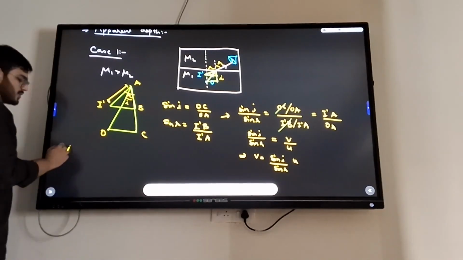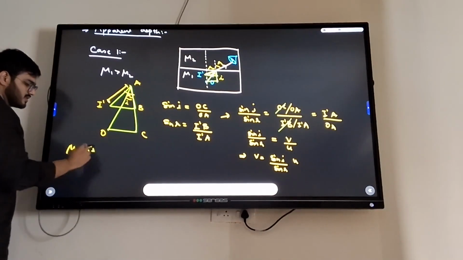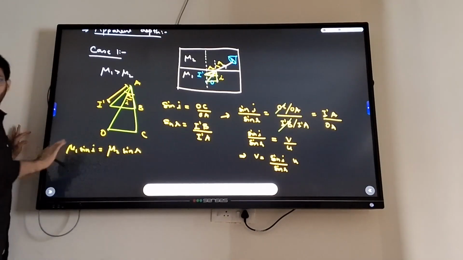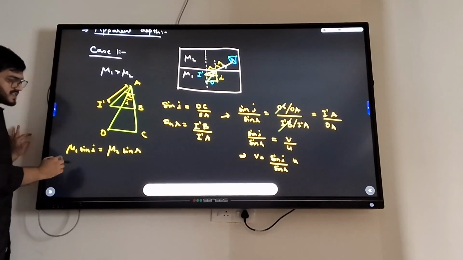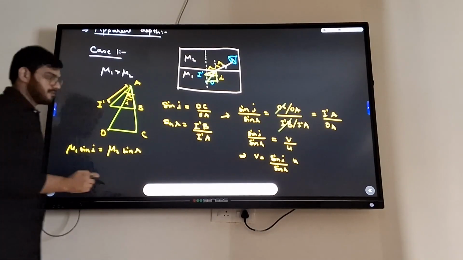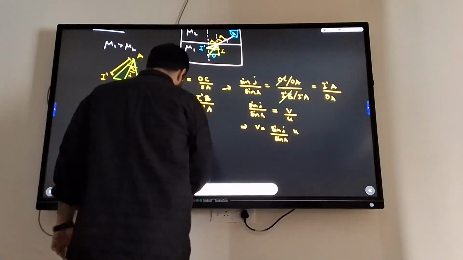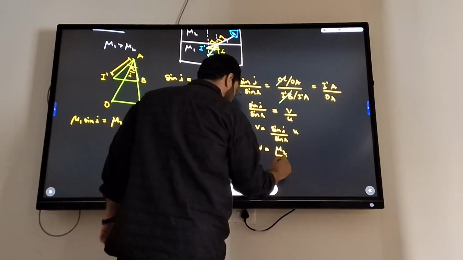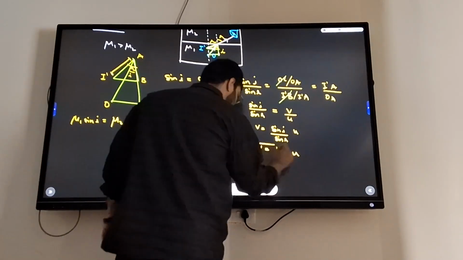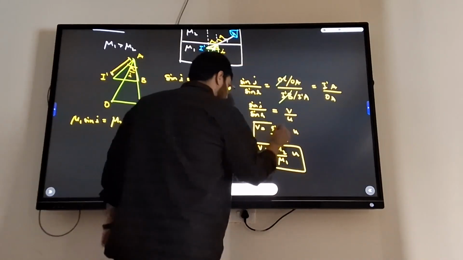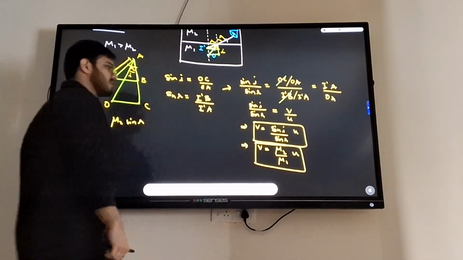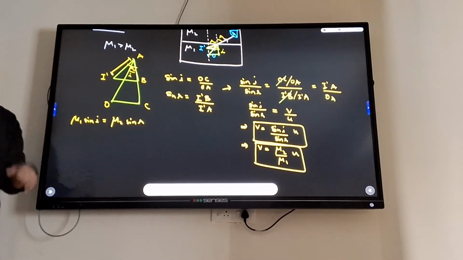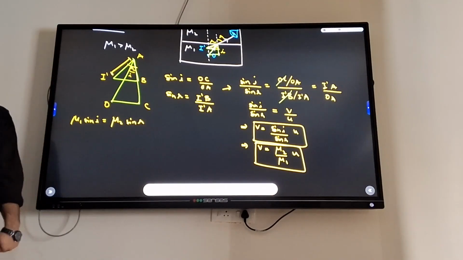So it should be mu1 sin I is equal to mu2 sin R. Is it all correct? Then what is sin I by sin R? mu2 by mu1. Then what should I write? V is equal to mu2 by mu1 into u. This is the relation between the object distance and the image distance when you have a plane surface like this, which is separating two media in refraction.